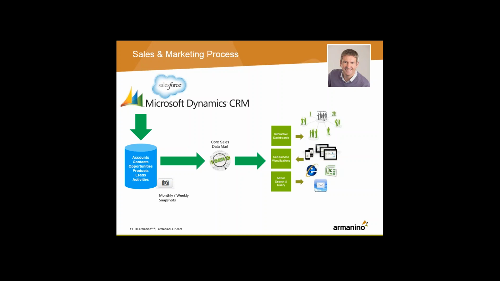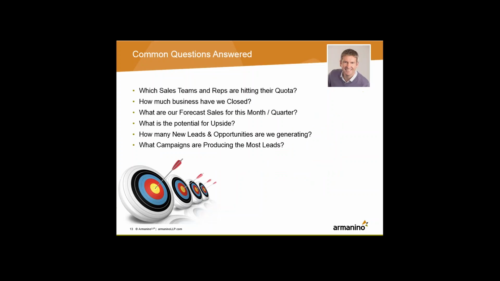Okay, so hopefully that gives you a high-level view of the architecture, how it's put together, some of what we're trying to achieve, and some of the challenges we've faced in putting this together. Some of the common questions you might see answered within these applications: which sales teams and/or sales reps are meeting their quota or falling behind their quota? How much business have we closed already this year? What are our forecast sales for this month or this quarter? What is the potential for upside on that forecast? How many new leads and opportunities are we generating, and what campaigns are producing the most leads and activities?